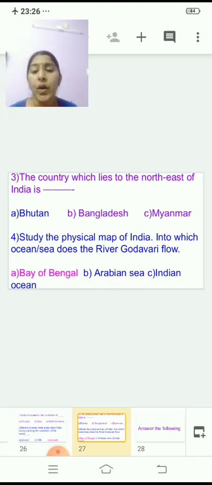The next one, study the physical map of India. Into which ocean or sea does river Godavari flow? The answer is Bay of Bengal. The river Godavari flows into the Bay of Bengal.